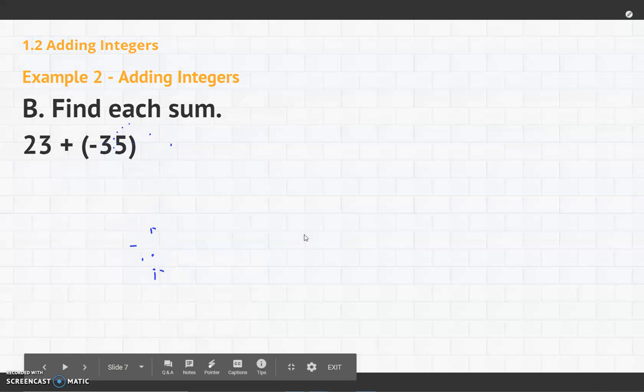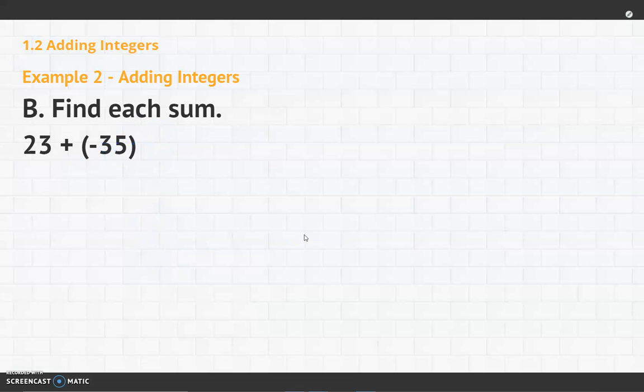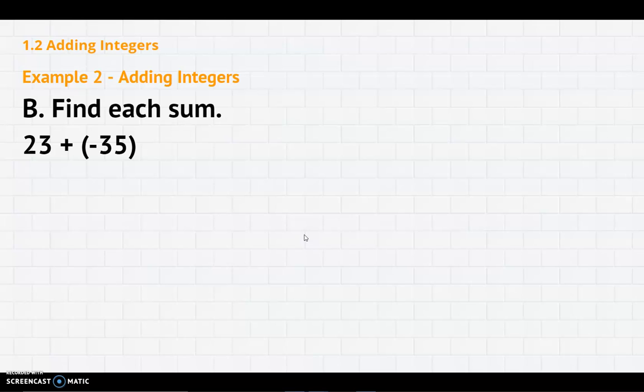Okay, here's another example. We could use a number line for this. We could go all the way to positive 23, and then since we're adding a negative number, we would go to the left 35 units. But that would take us quite a while, so we might as well use our rule for this one. And the rule is having to do with a positive number and a negative number. Okay, when they have different signs, you subtract them.